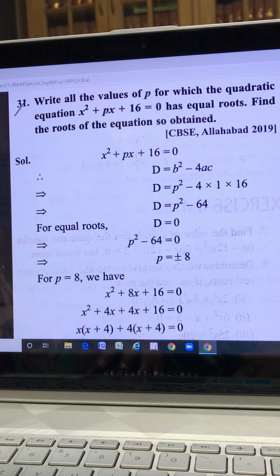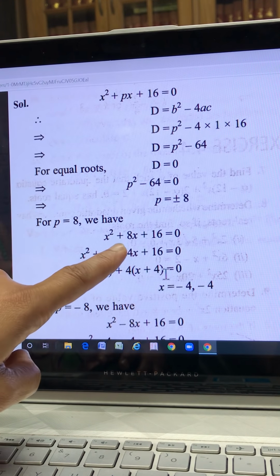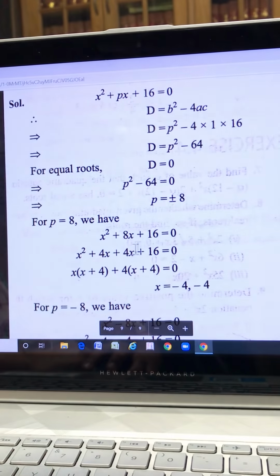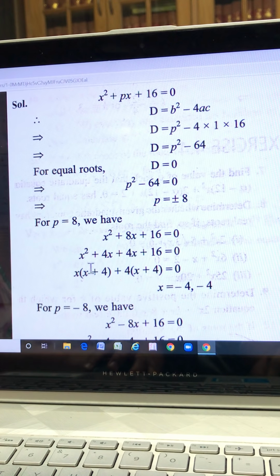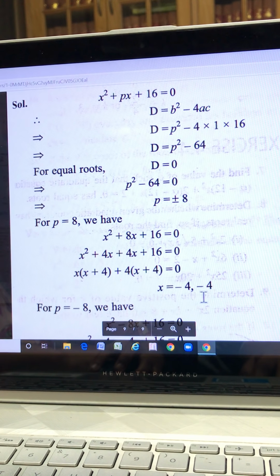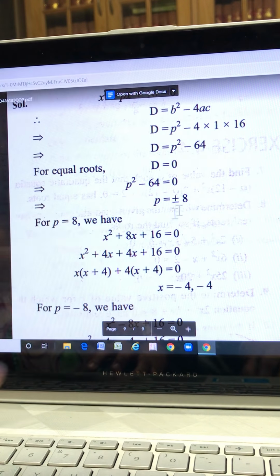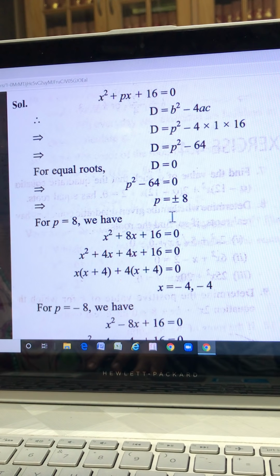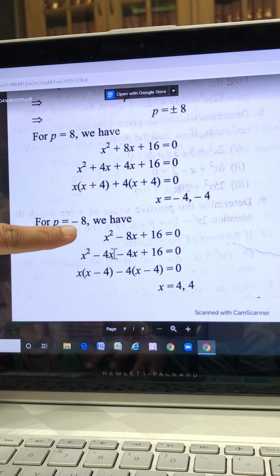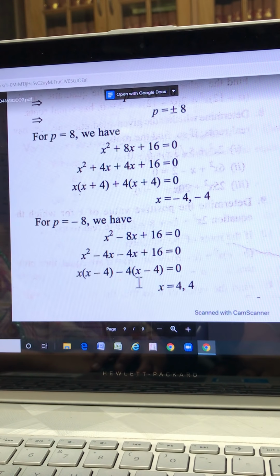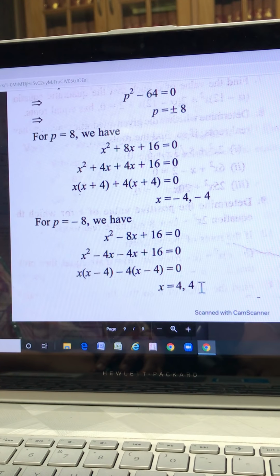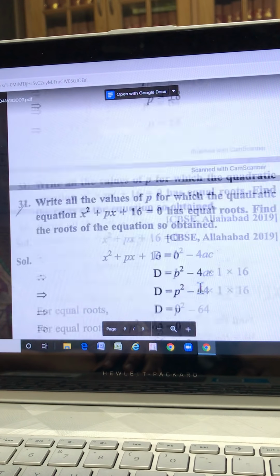If I put p as 8, I will get the quadratic equation x square plus 8x plus 16 equal to 0. If you take this equation, you can simplify it by middle term splitting easily and get the value of x as minus 4 and minus 4. But if I take the value of p as minus 8, then I get the equation as x square minus 8x plus 16 equal to 0. And if you get this, then again you can do the middle term splitting and get the two answers as x equal to 4 and 4. So this is how we complete the question.